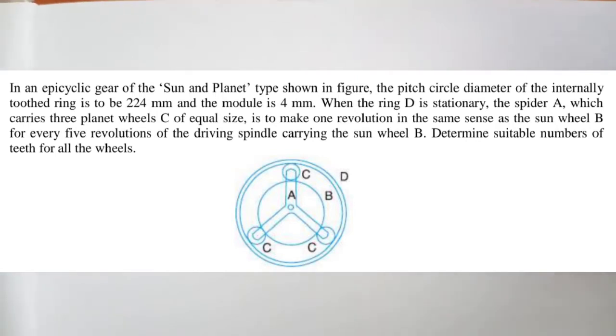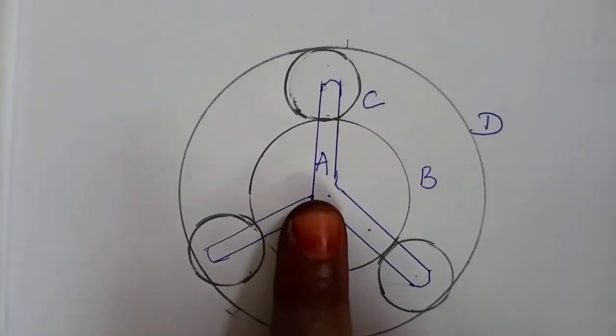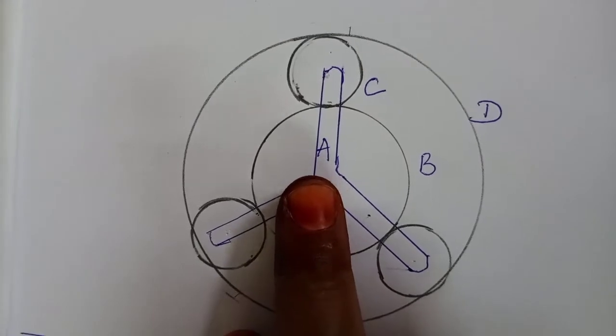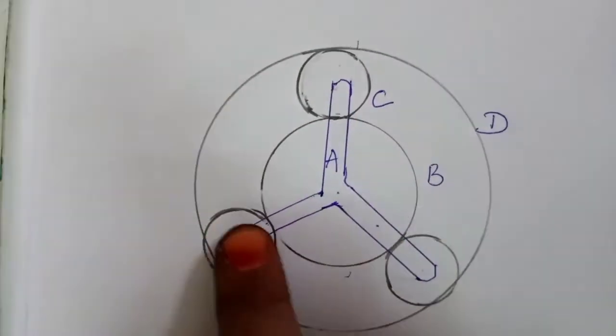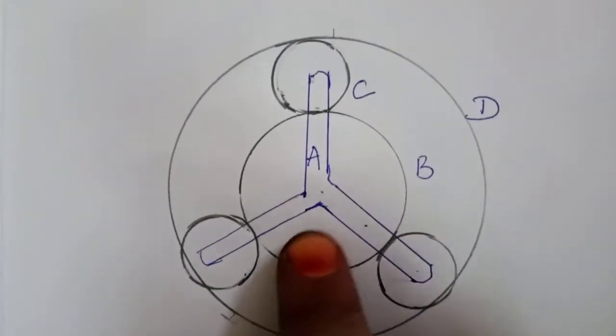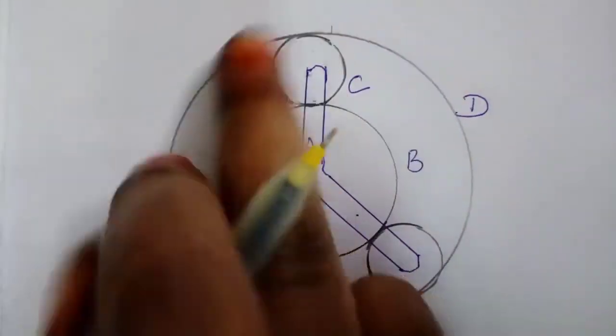This is the relevant diagram for that. So here the spider is nothing but your arm. Arm means A here. So it carries 3 wheels, 3 wheels, and this is your sun gear, and the overall setup is inside the internal gear D.